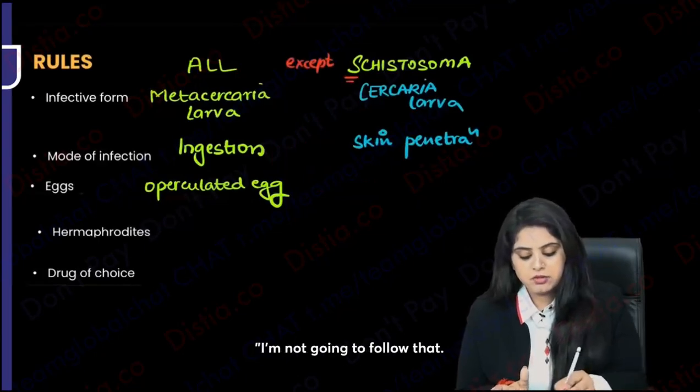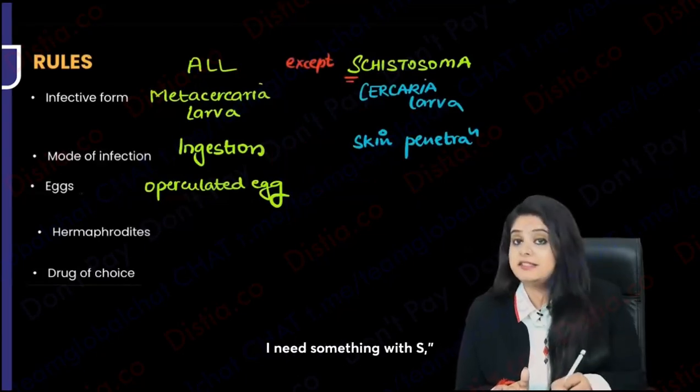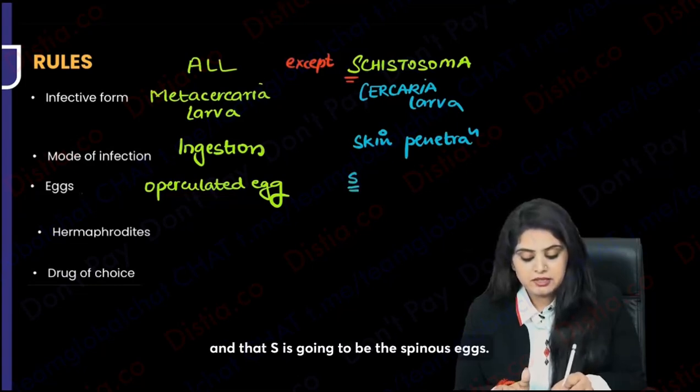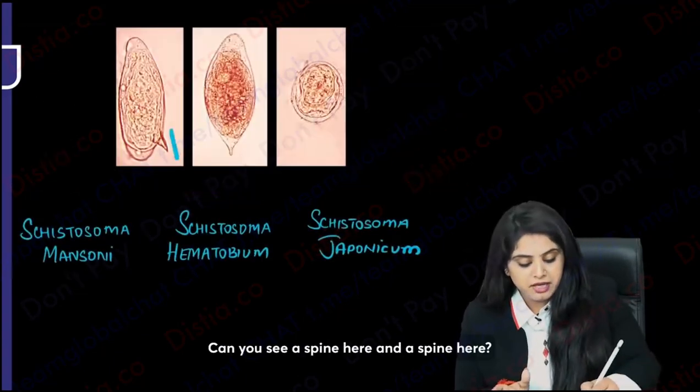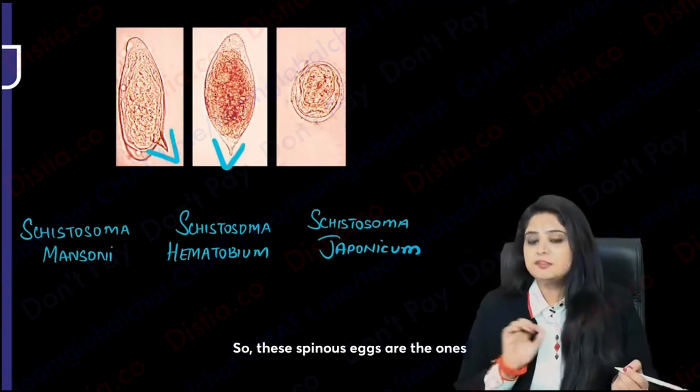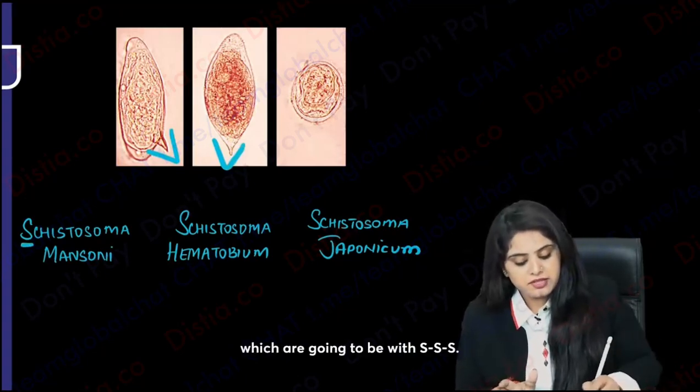Schistosoma says, I'm not going to follow that. I need something with S, and that S is going to be the spinous eggs, right? So it's going to have eggs with a spine. Do you want to see those? These are these eggs. Can you see a spine here and a spine here? So these spinous eggs are the ones which are going to be with S.